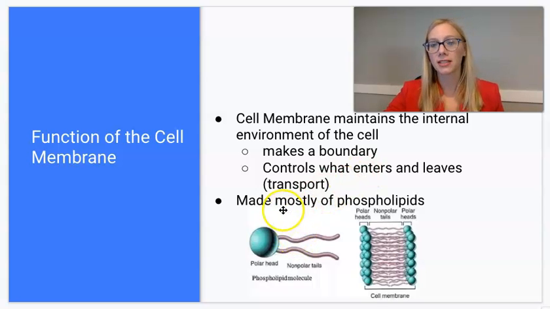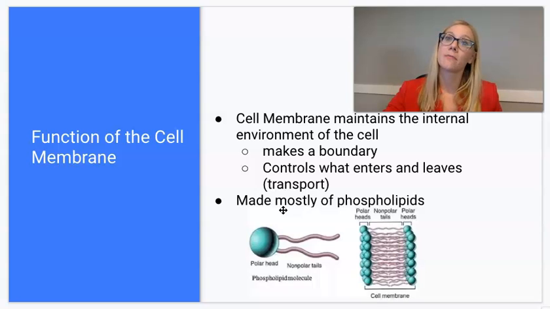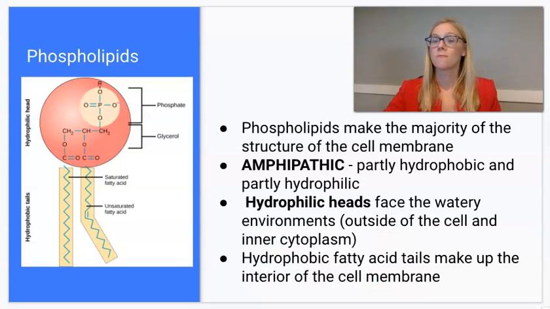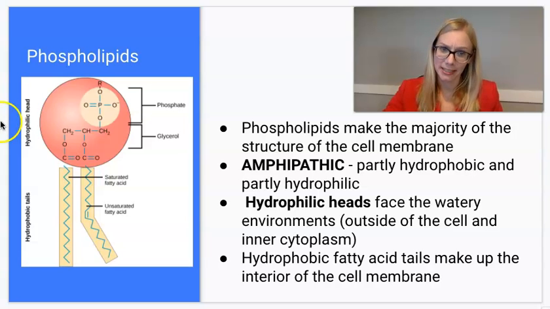And when we talk about the cell membrane, we're talking about it being mostly made of phospholipids. And this is a basic phospholipid here. We have a polar head, it's the phosphate part, and then we have two nonpolar tails. And those kind of combine together to make what we call our phospholipid bilayer. So let's discuss a little bit more what a phospholipid is.